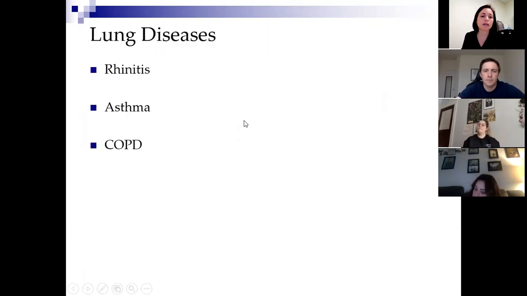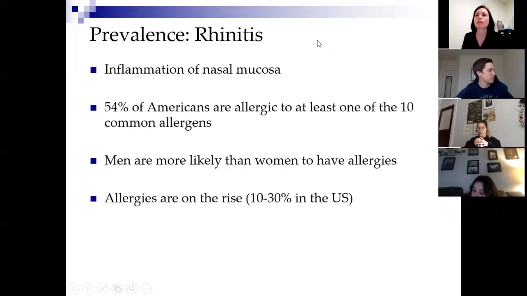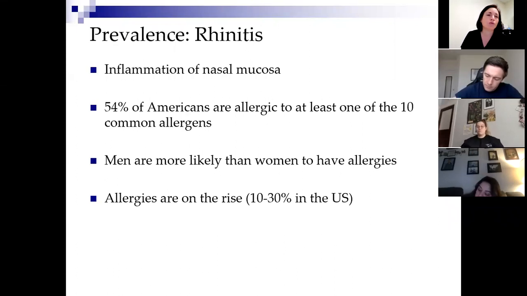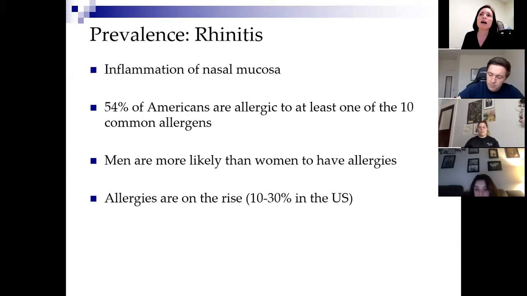The lung diseases that we're going to review are rhinitis, asthma, and COPD. We'll start with rhinitis, which is basically inflammation of the nasal mucosa. Allergic rhinitis is incredibly common. Half of America practically has some kind of seasonal allergy or maybe some more significant allergy. Allergies do appear to be on the rise in general, and typically men seem to suffer more from allergies than women.